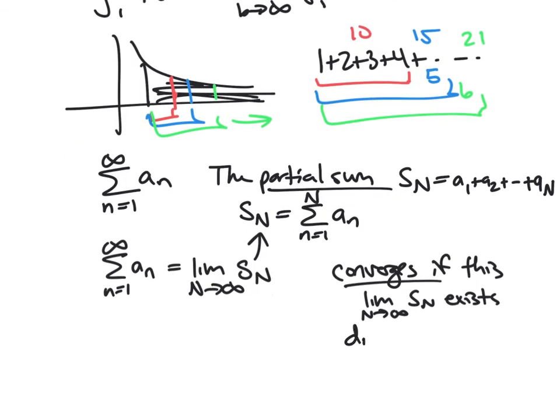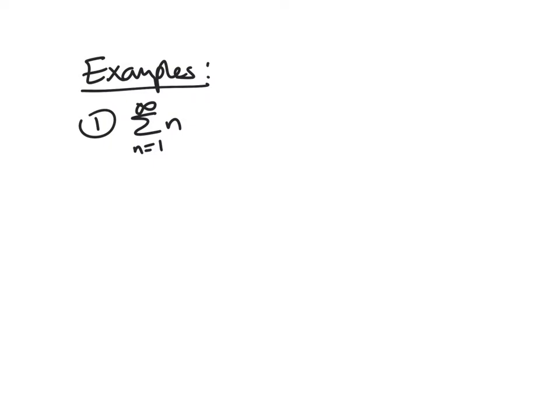Okay, and so now let's go back and look at those examples that we had and see whether we can figure out a formula for these partial sums and then determine whether these series converge or diverge. So first, let's look at the series, the sum from n equals 1 to infinity of n, right? So again, this is just like 1 plus 2 plus 3 plus 4 and so on forever, right?